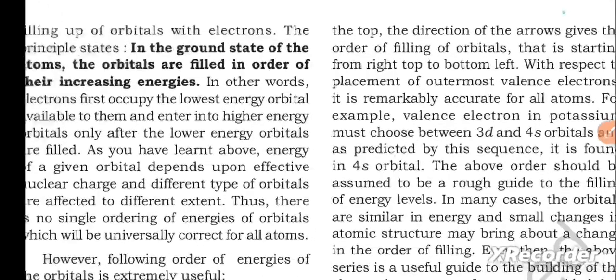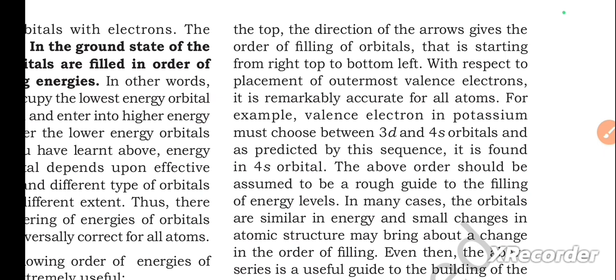Starting from the top, the direction of the arrows gives the order of filling of orbitals, that is starting from right top to bottom left. With respect to placements of outermost valence electrons, it is remarkably accurate for all atoms. For example, valency electron in potassium must choose between 3d and 4s orbitals and, as predicted by this sequence, it is found in 4s orbital.